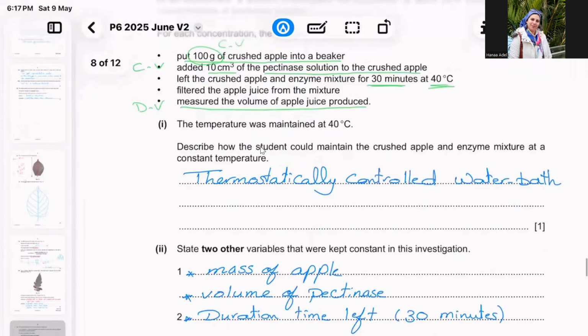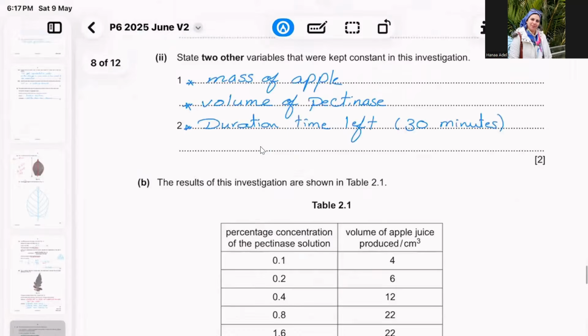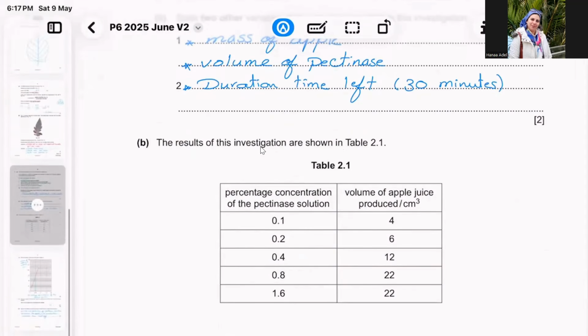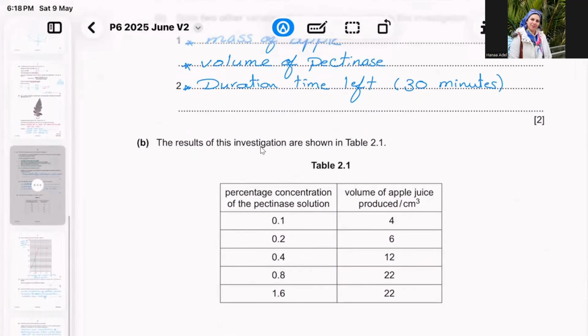The result of this investigation are shown in the table. The percentage concentration of pectinase solution and the volume of apple juice production. So when we have any table, we have to know that the first column is the independent variable, and we have to put it on the x-axis.